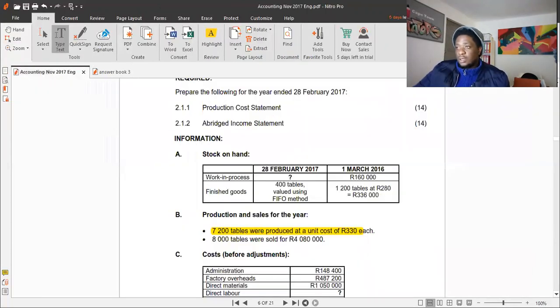So in order to find the closing stock, what they've told you here is that there's 400 tables remaining at the end of the year. And they told you that it's the FIFO method. So the FIFO method means that the last units that came in are the ones that are remaining at the end of the year. So the last units that came in are the 7,200 ones, which had a cost of 230. What we assume here is that these other ones here, which were there at the beginning of the year, were sold out, and then you're left with the ones that are costing 330 each, as opposed to the ones that cost 280 each, and you have 400 of them.